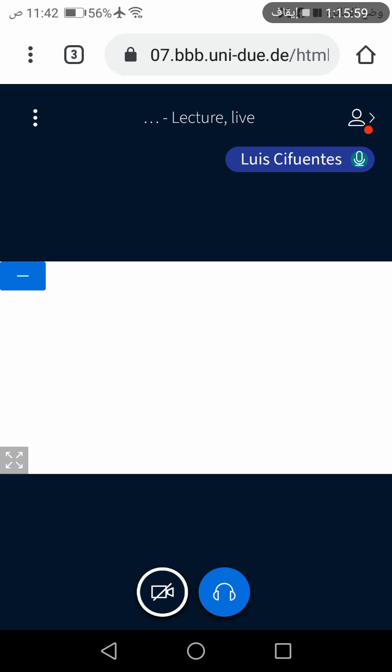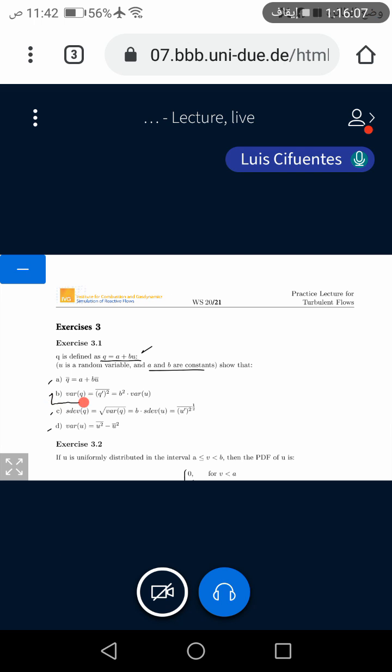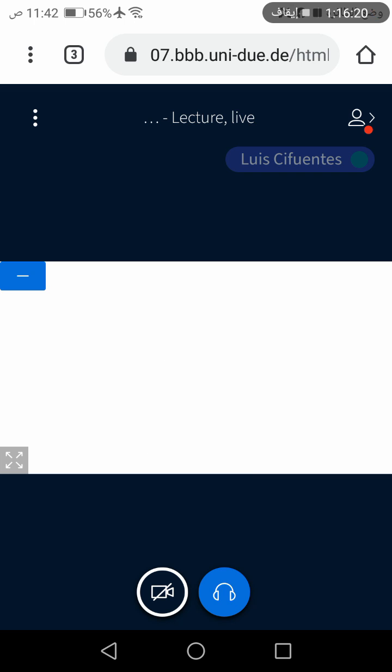We're continuing with the second part, the variance of Q. In this first exercise we have to prove this identity: the variance of Q is equal to B squared times the variance of U. The variance of Q is given by the following definition: the integral of Q(u) minus the mean value of Q, squared.